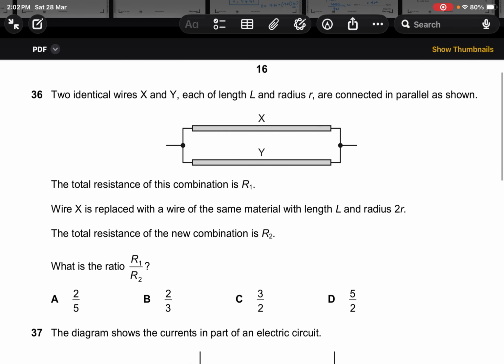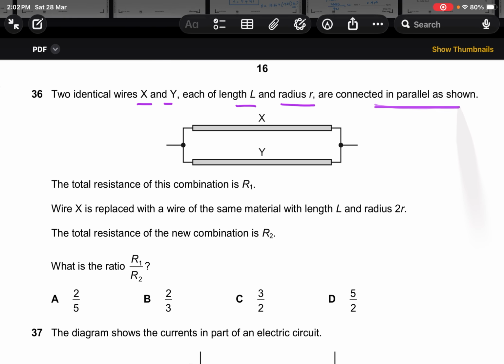Two identical wires X and Y, each of length L and radius R, are connected in parallel as shown. So they're connected in parallel. The total resistance of this combination is R1. Wire X is replaced with a wire of the same material and length L with a radius 2R. Okay, the total resistance of the new combination, what do you think? What's going to happen to the resistance? Firstly, is it going to increase or is it going to decrease?